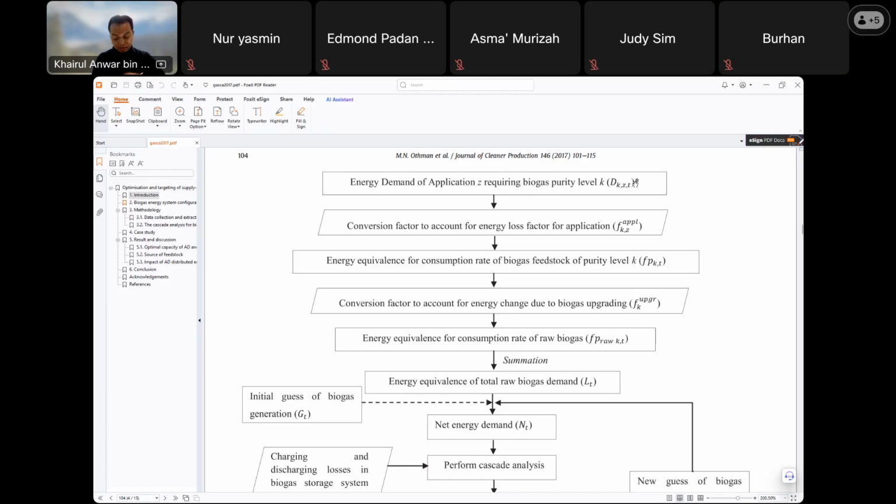Excess raw biogas is stored in the biogas storage system. This is just an assumption when you do the GESCA framework. The amount of biogas stored at the beginning of the analysis must be equal to the amount of biogas stored at the end of the analysis to ensure stability of the biogas storage system.